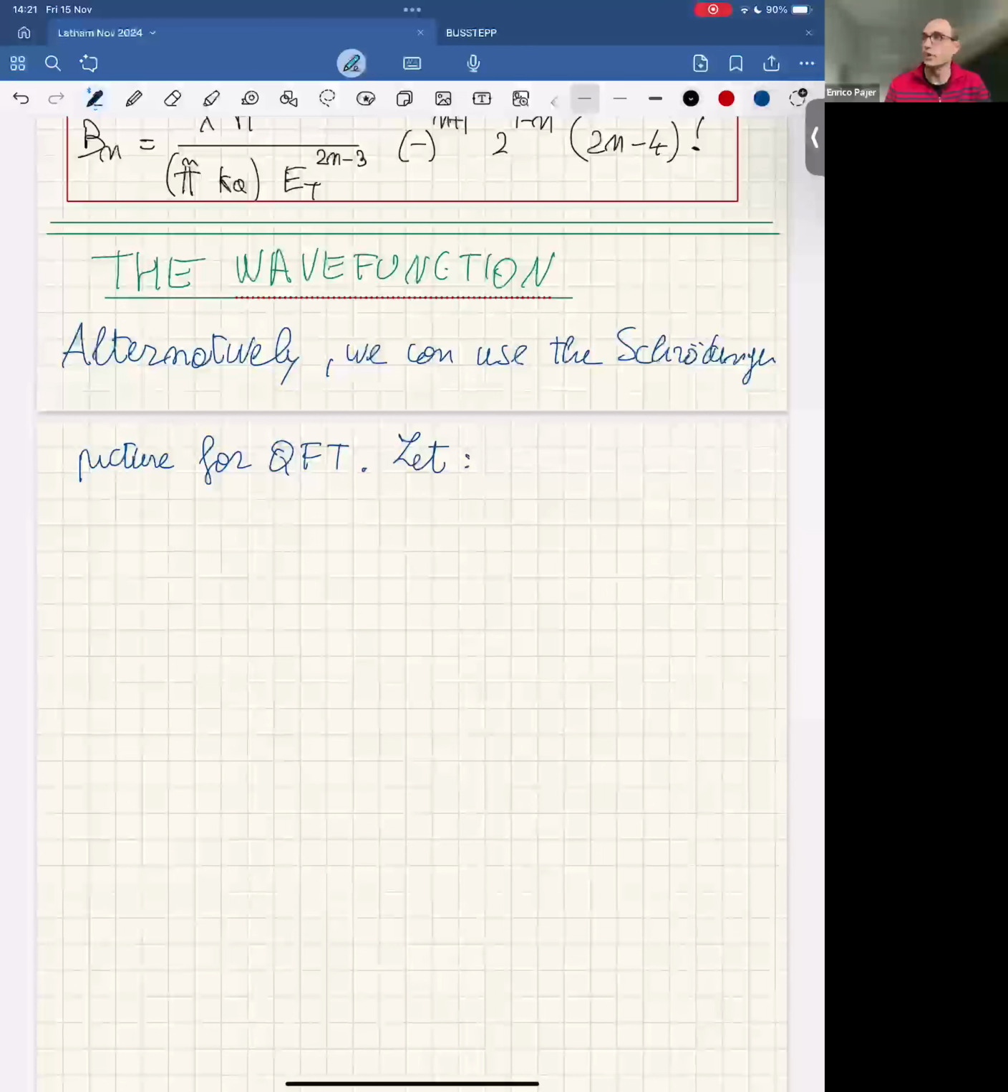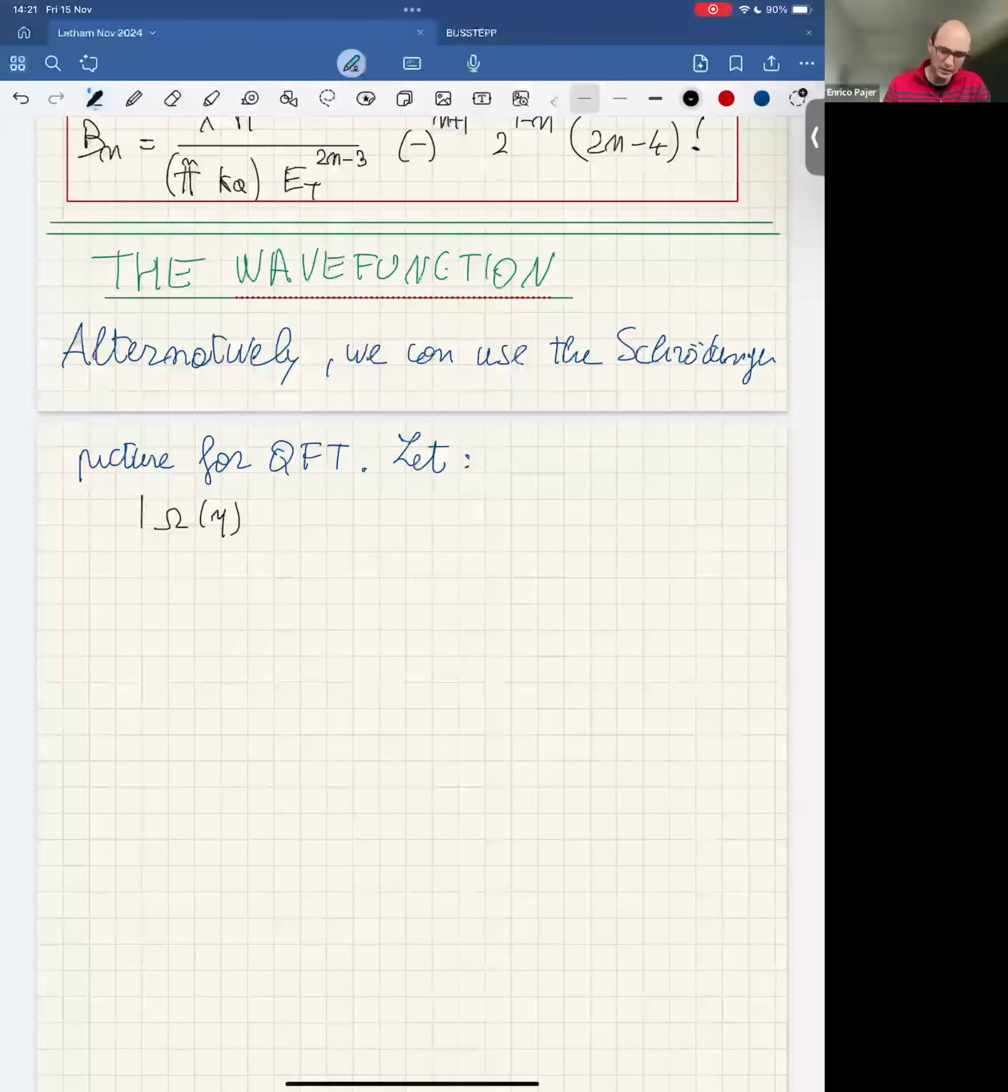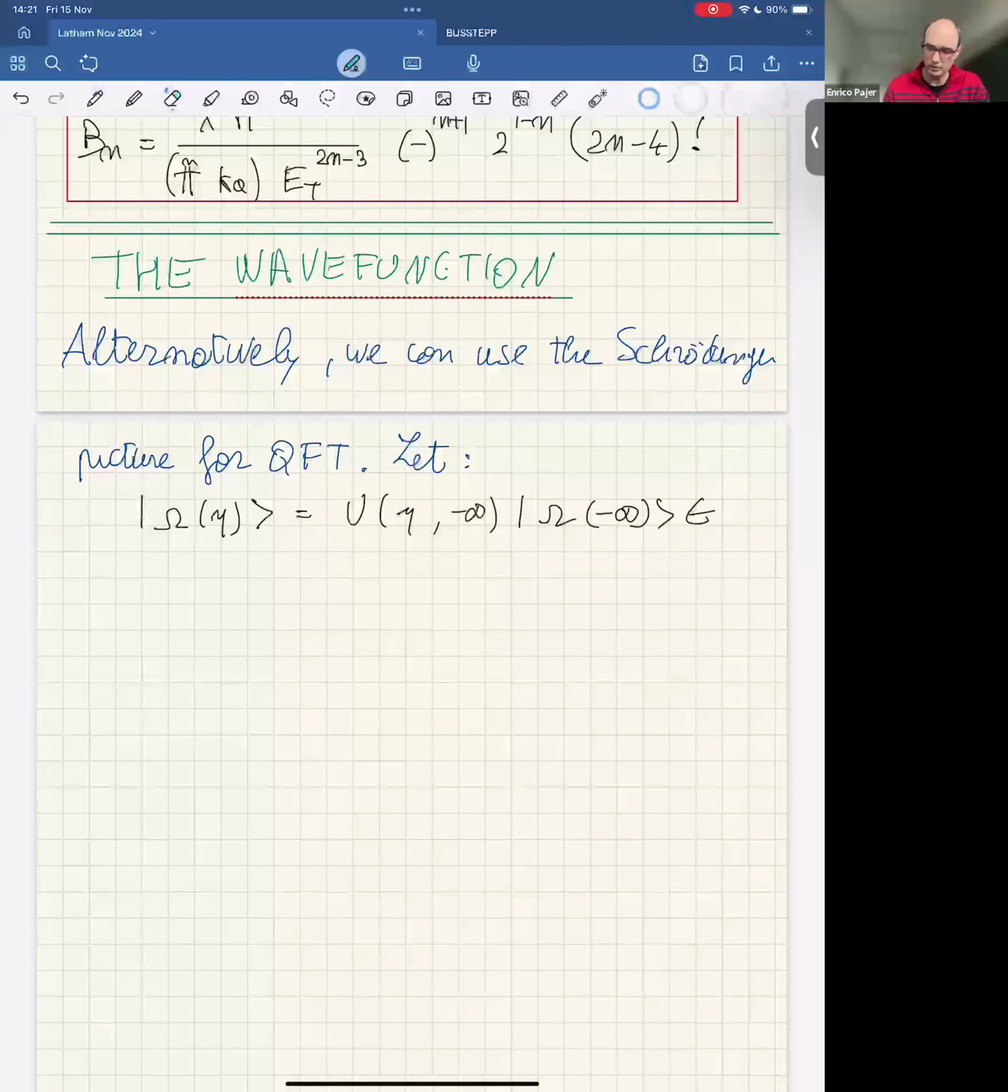So to introduce it, we just say that the system is in some state, omega, and the state changes with time because we are in the Schrödinger picture. And the way it changes with time is with the time evolution operator. So this is going to evolve it from some time, for example, for us it will be from minus infinity to some time eta. And then, of course, it depends on some initial condition. This is a state in the Hilbert space. This curly H means the Hilbert space for me.